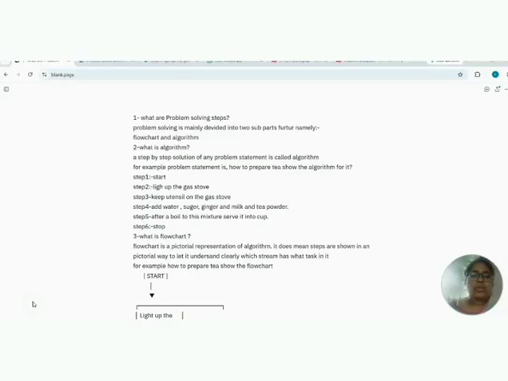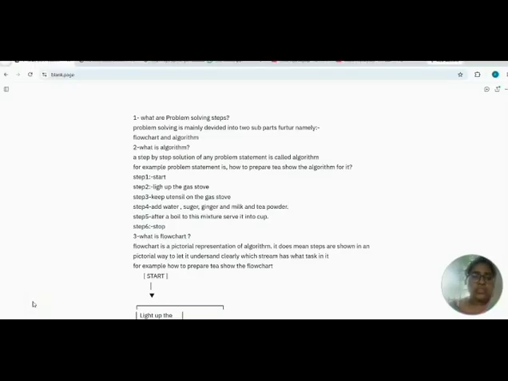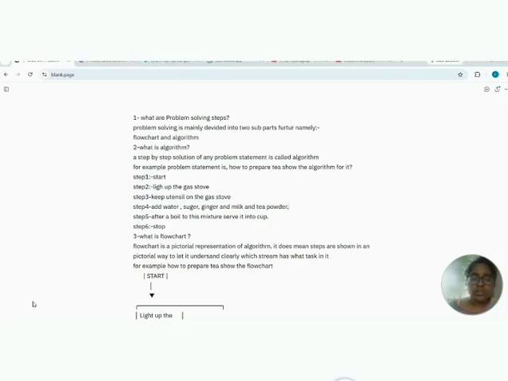Today's session starts from our very first question, namely, what are problem solving steps? Problem solving steps are mainly divided into two subparts, namely flowchart and algorithm. Now there may be a question arising in your mind: what is this new term known as flowchart? And what is the second new term named algorithm? So let's clear your doubt and move further.